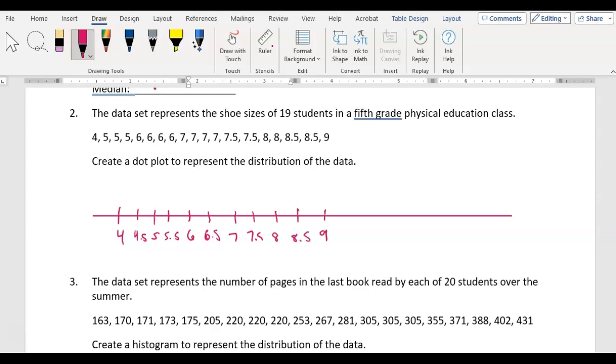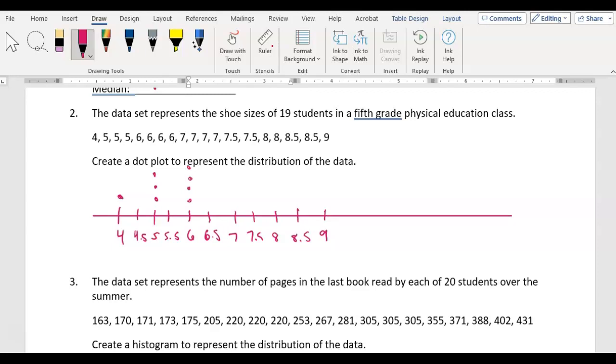And you want to try to generally make these as even as possible. I didn't do the super best job of that. But at any rate, we have one shoe size of 4. We have 1, 2, 3 shoe sizes of 5. We have 1, 2, 3, 4 shoe sizes of 6.